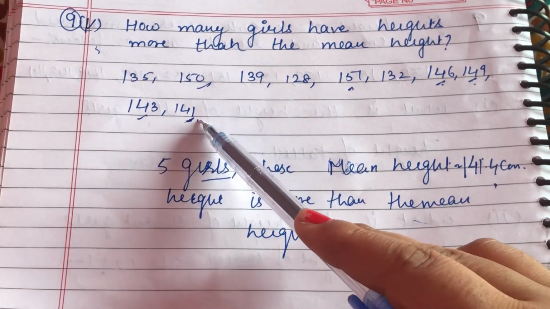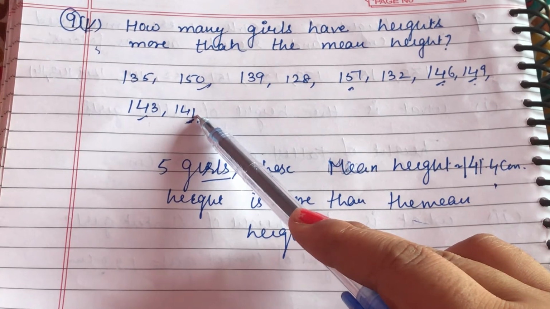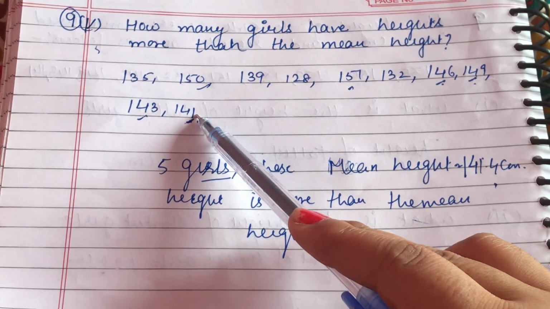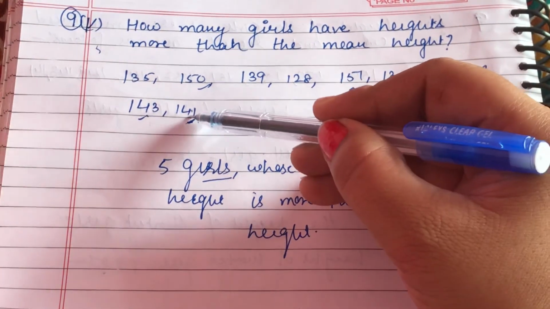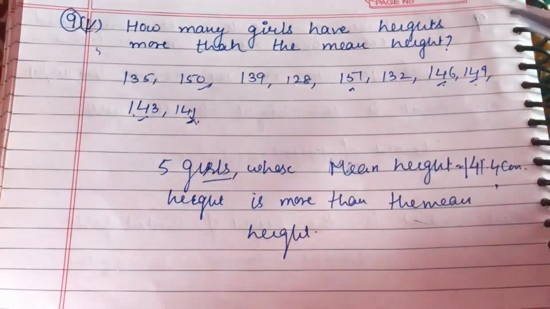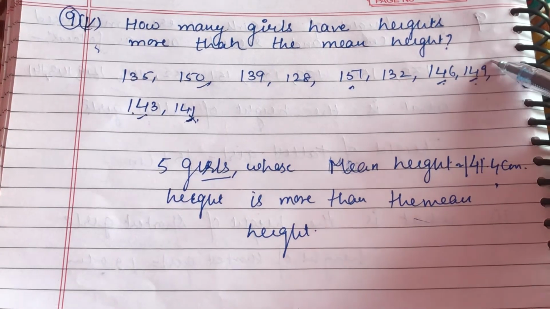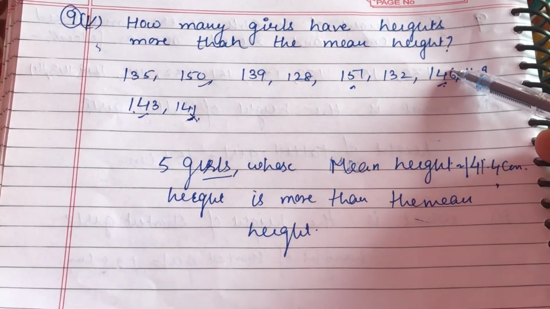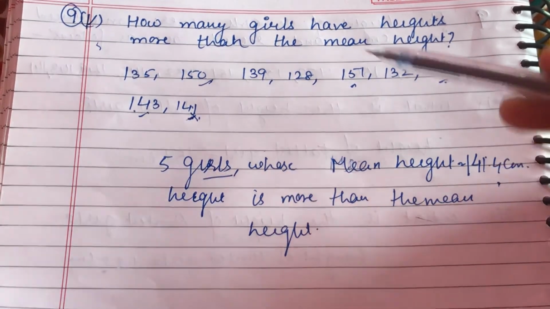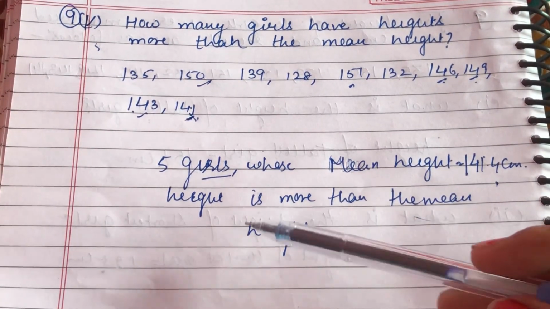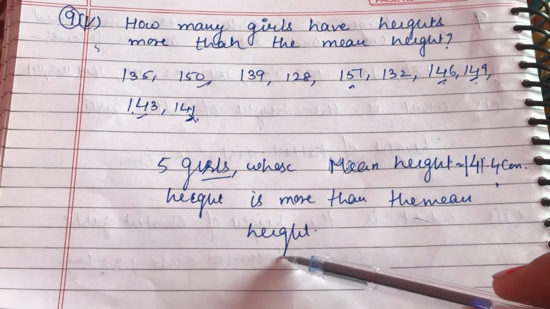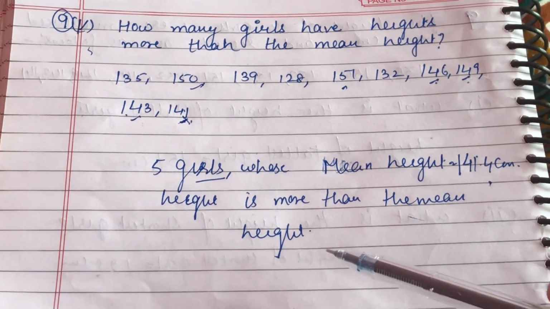141.4. This is 141.0, so we need not count this. This will not be counted. So 1, again you can see here, 2, 3 and 4 and 5 girls. There are 5 girls whose height is more than the mean height. So this was question number 9.